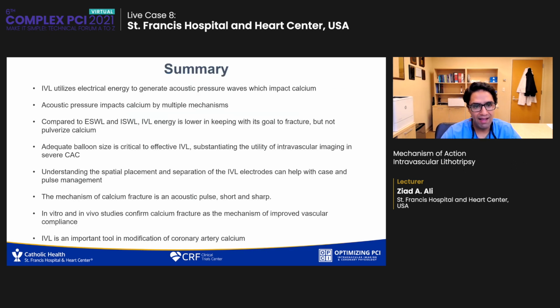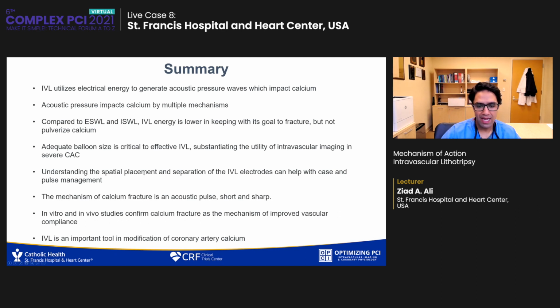So in summary, IVL utilizes electrical energy to generate acoustic pressure waves, which impact the calcium. The acoustic pressure impacts calcium by multiple mechanisms, which I showed you. Compared to ESWL and ISWL, IVL energy is lower, in keeping with its goal to fracture but not pulverize the calcium. It's very important to have an adequate balloon size to 1.1 or 1:1.